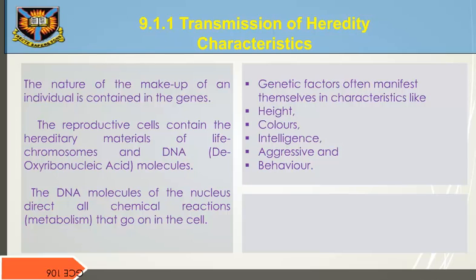Transmission of hereditary characteristics. The nature of the makeup of an individual is contained in the genes. The reproductive cells contain the hereditary materials of life, chromosomes and DNA molecules, that is, deoxyribonucleic acid. The DNA molecules of the nucleus direct all chemical reactions, metabolism, that go on in the cell. Genetic factors often manifest themselves in characteristics like height, colors, intelligence, aggressive behavior.